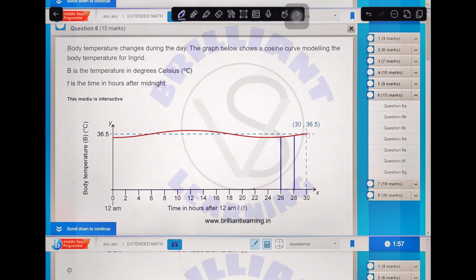Okay, so we are on to question 6, which is 15 marks. What we have here is a graph, a cosine curve modeling the body temperature for Ingrid. B is the temperature in degrees Celsius. T is the time in hours after midnight. So do take a note of that. It's after midnight. That means at 0, it is midnight.